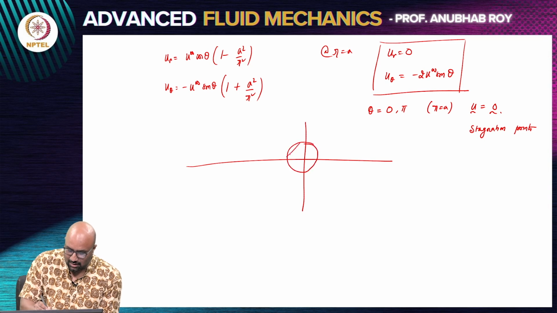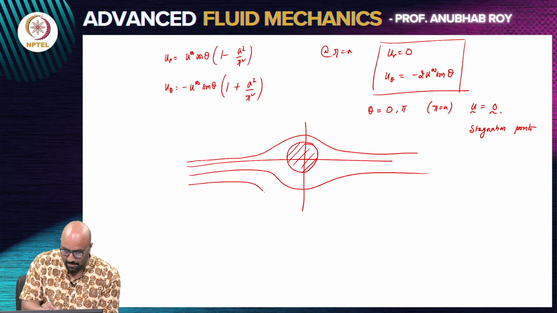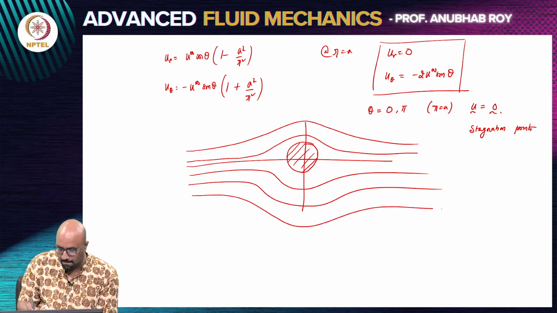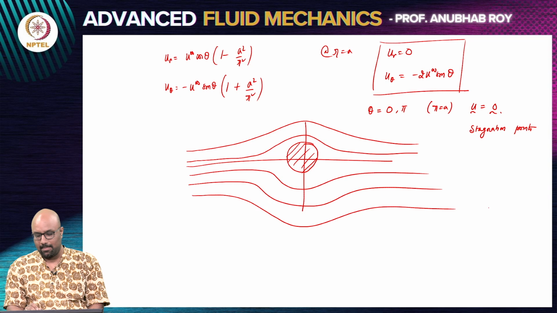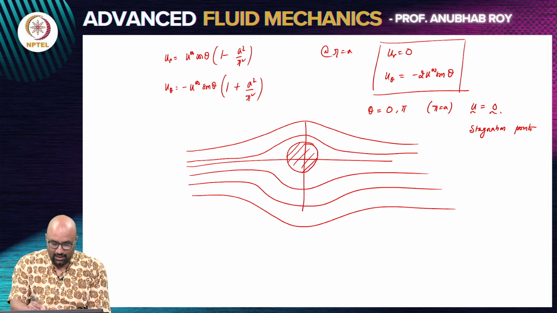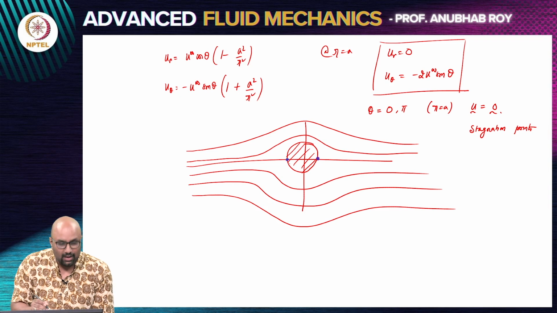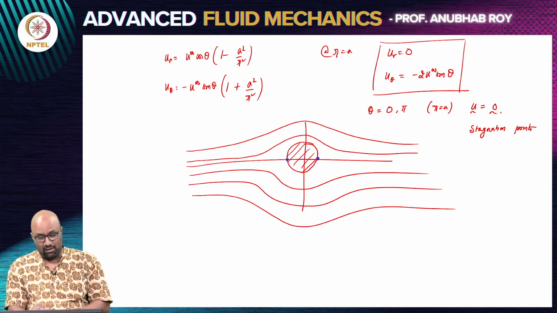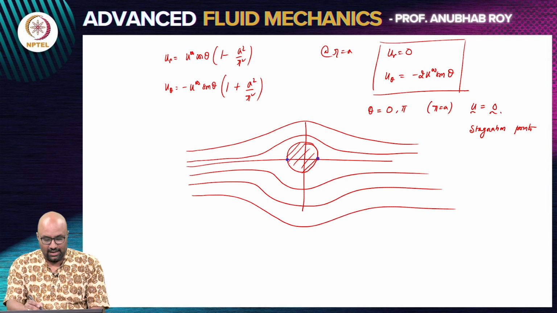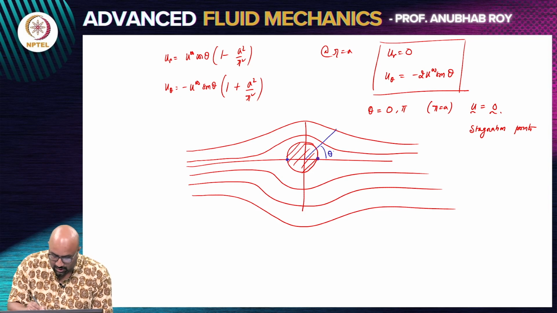So, I will sketch this once more. I will have a circular cylinder here. The stream is going to come, get deflected, the stream is going to come, get deflected. So, if you were to find U theta, there are two stagnation points. There is one stagnation point here and there is one which is there. So, you have a forward stagnation point and you have a rear stagnation point. Now, theta is obviously being measured in this manner.